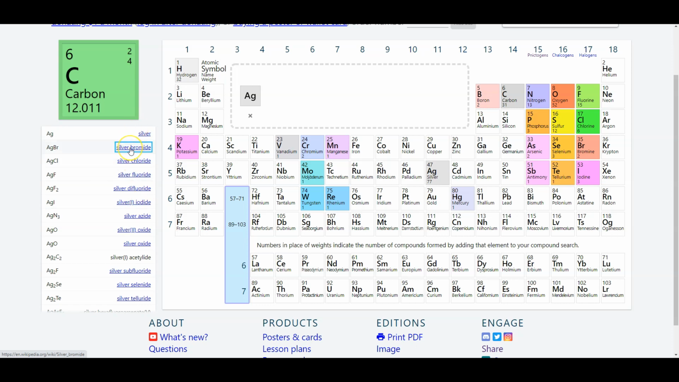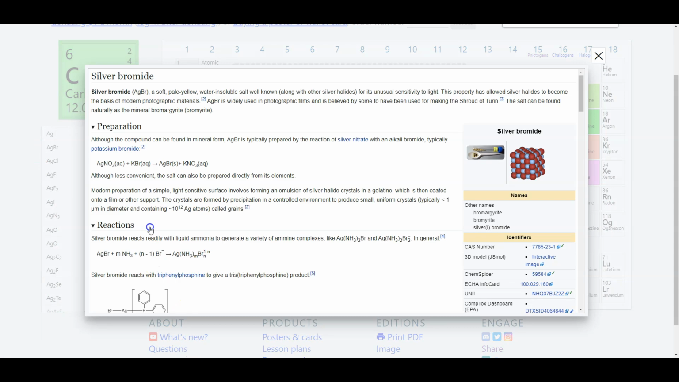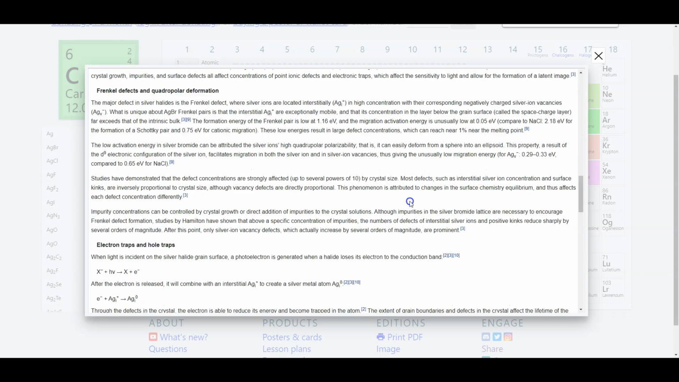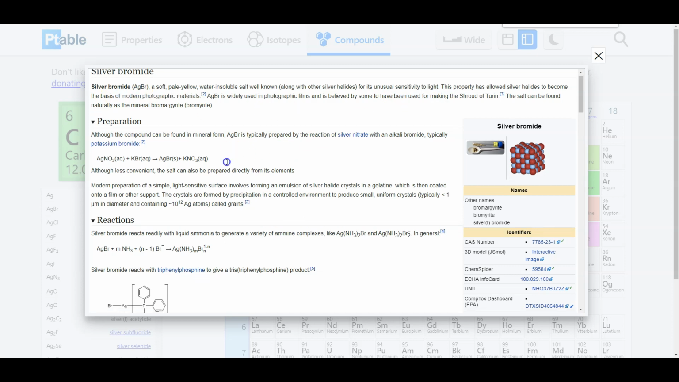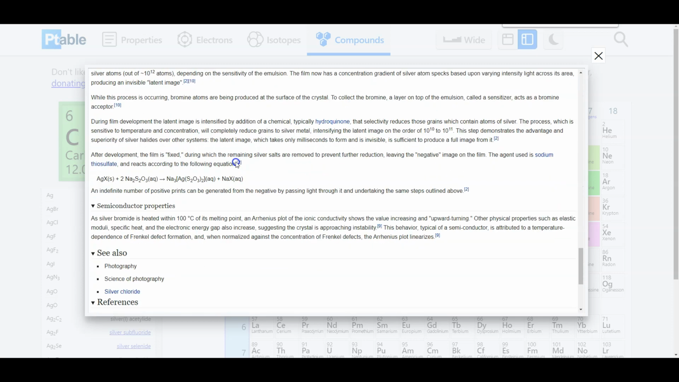So I'm just going to click these ones, right? AgBr, silver bromide, I'll click that, and you'll see that it pops up a Wikipedia page. Taking a look here, you're going to look at what silver bromide is used for. It says silver bromide has unusual sensitivity to light, and so this allows it to be used for photographic materials, et cetera, et cetera. You can see all of this information here.